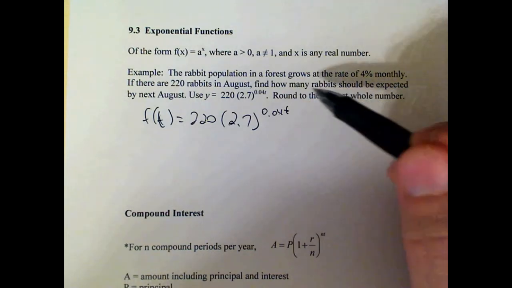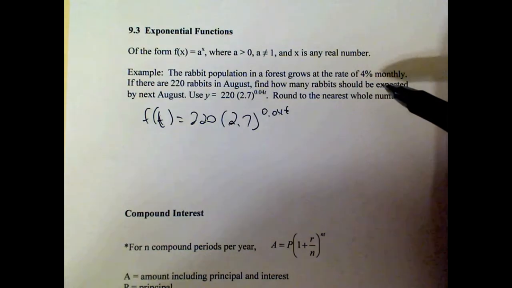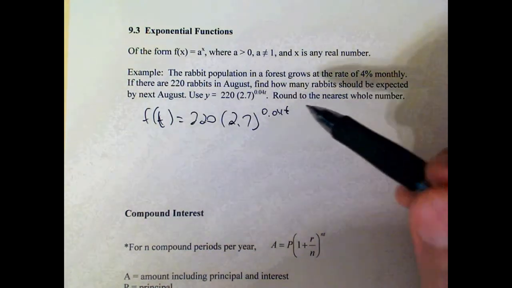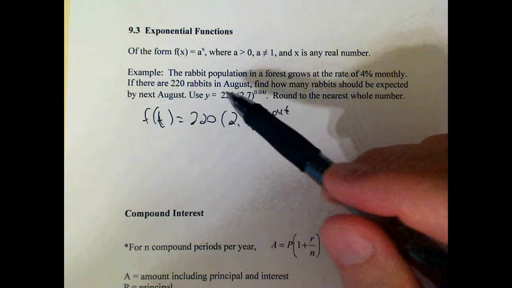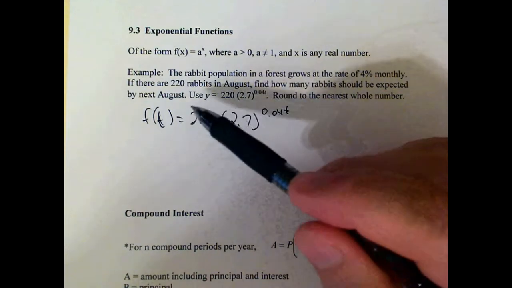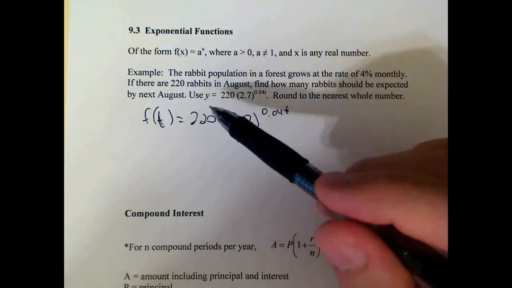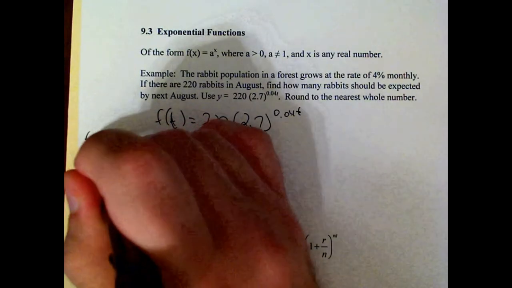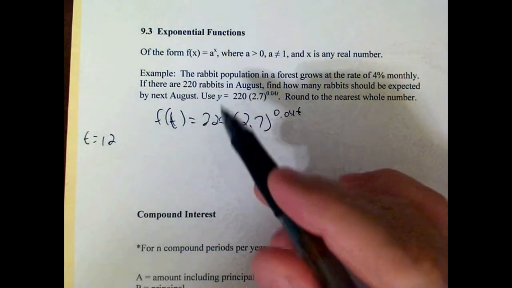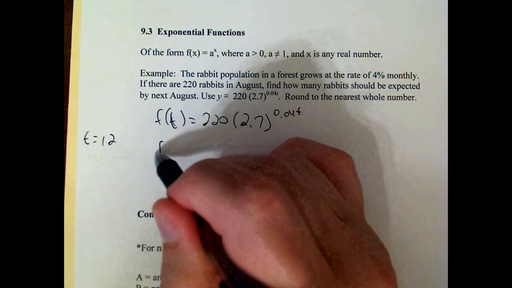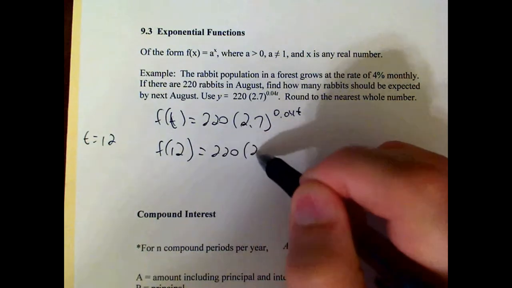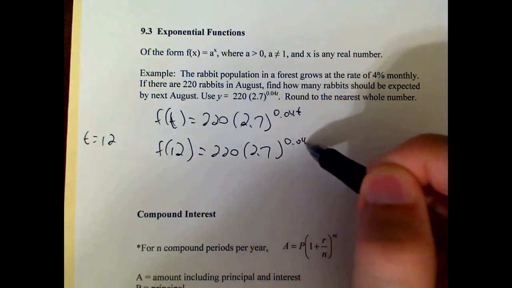Now, since the rabbit population is growing monthly, and this function is based on monthly time periods, we need to know how many months have elapsed from August of one year until August the next year. Well, if you know how many months are in a year, you should be able to figure out that's 12. So what we're going to do is substitute t equals 12 into our function. That means I need to find f of 12, which just means substitute 12 for t.